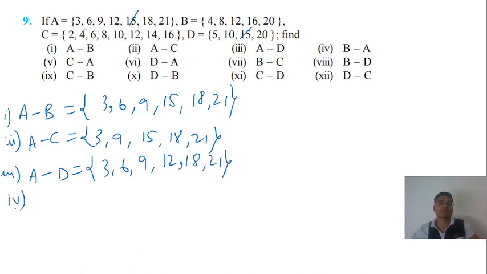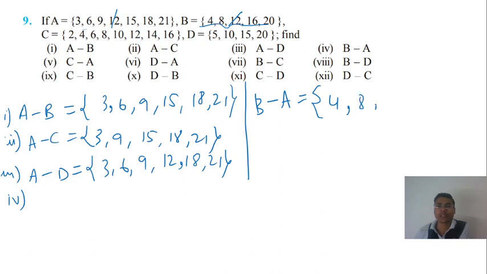Okay, part fourth is B minus A. I will do B minus A here. So B minus A, what do B and A have in common? B and A have 12 common. So now we will write all the elements of B after removing all the elements of A from it. Okay, so we are writing 4, 8, 16 and 20. If B is written earlier, then the rest of the elements of B have to be written. If A is written earlier, then the rest of the elements of set A have to be written here.